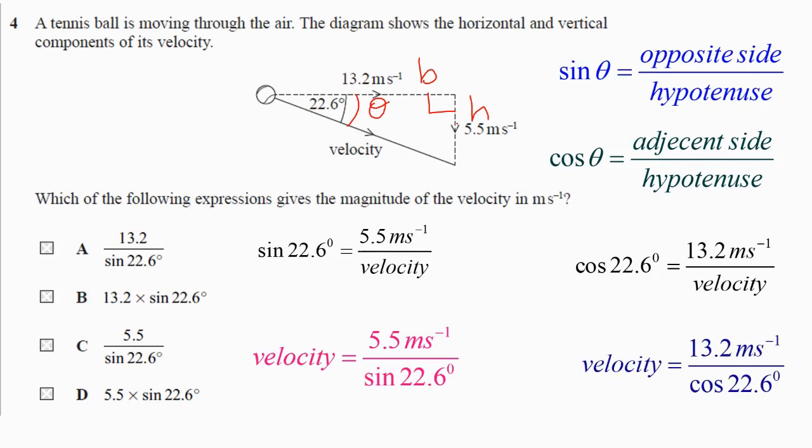From this calculation we can choose the right choice from the options. The choice is C, that is 5.5 meter per second divided by sine 22.6. The value 5.5 divided by sine 22.6 and 13.2 divided by cos 22.6, both are the same values.